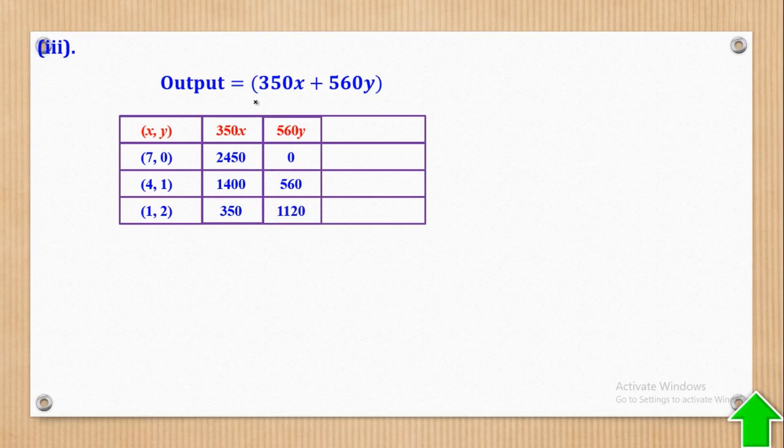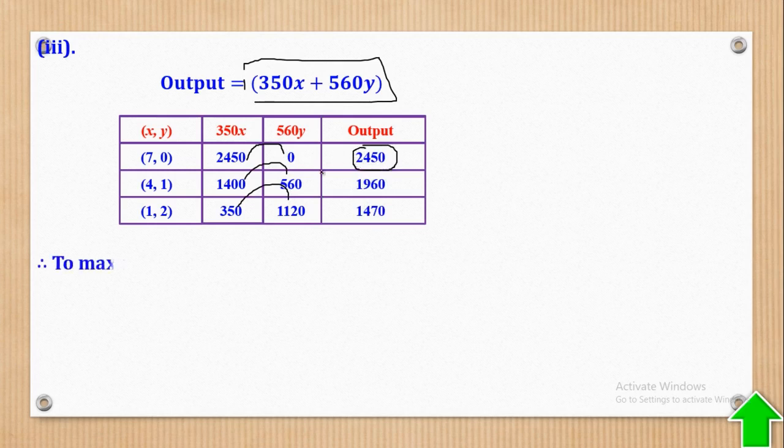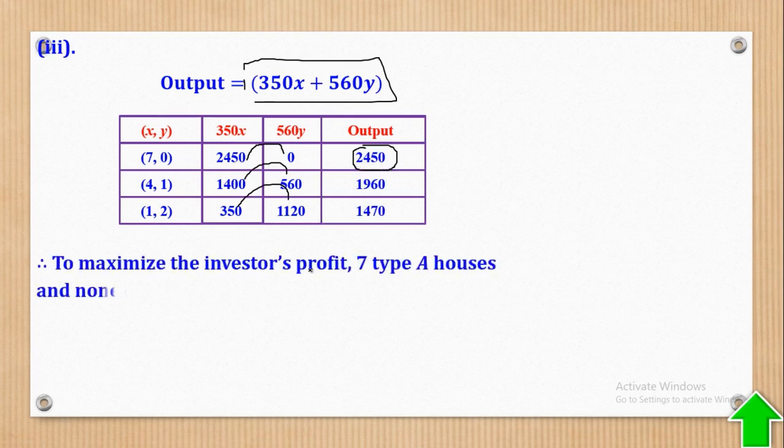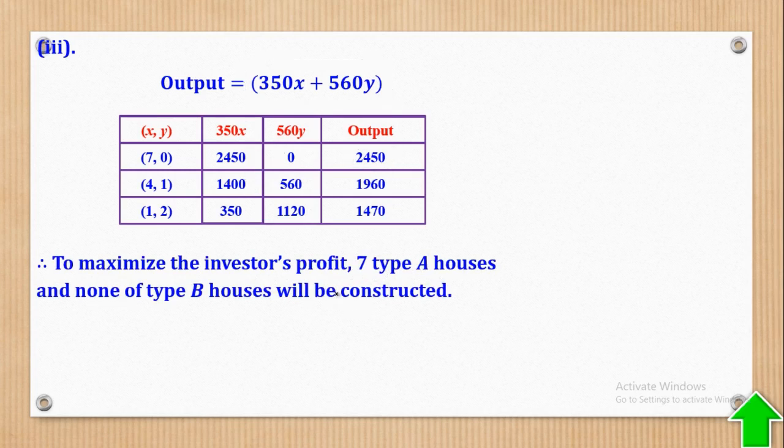Now, next we have to add those two values. So, this plus this will give me that. Then this plus this will give me that. And this plus this will give me that. Now, for maximum, you have to look for the highest value here. So, the highest value is this. Therefore, we shall come and conclude that to maximize the investor's profit, 7 type A houses, and none of type B houses will be constructed. So that's what they wanted.